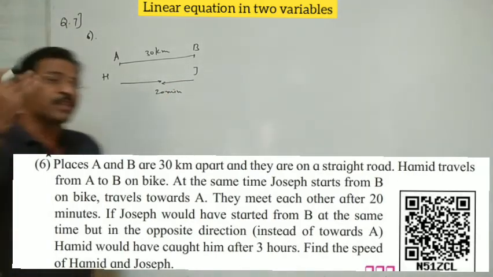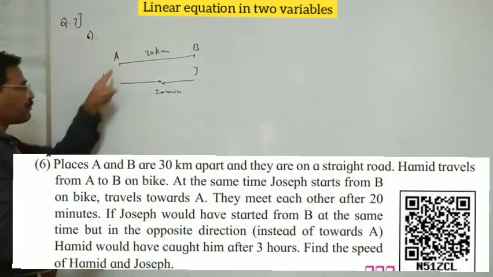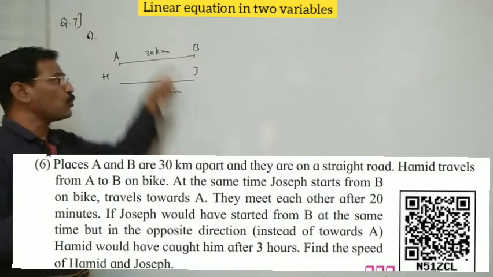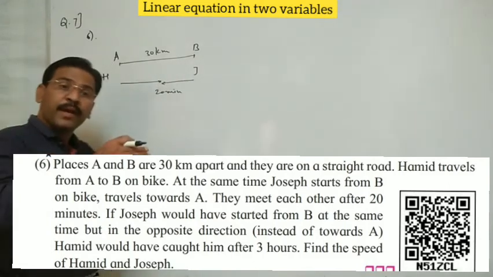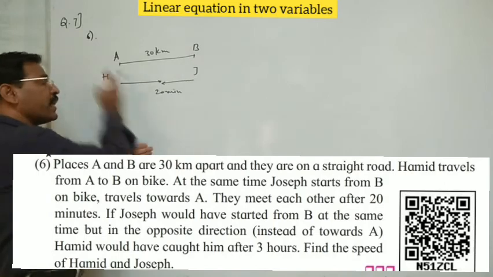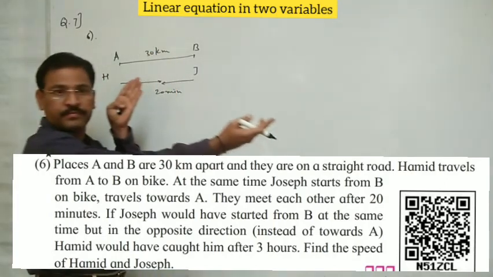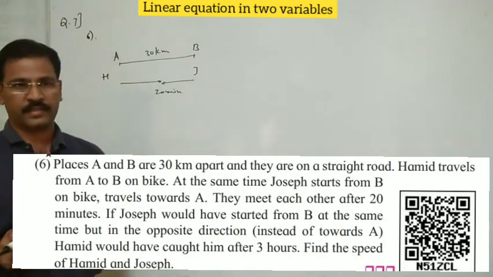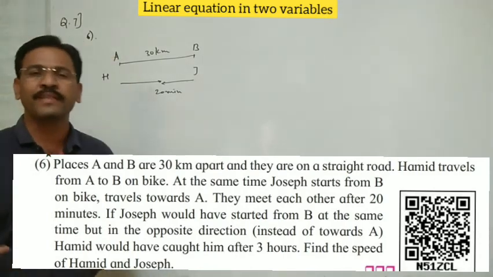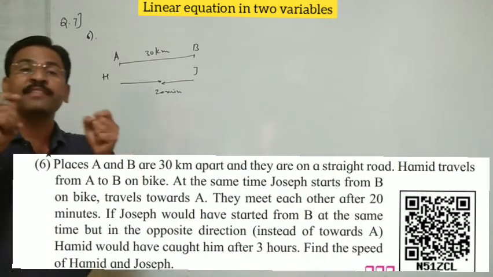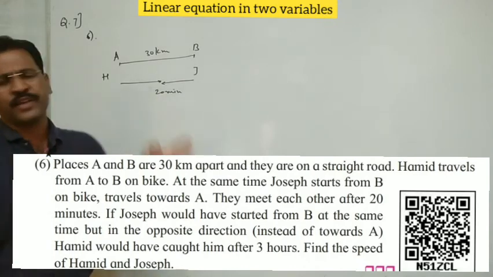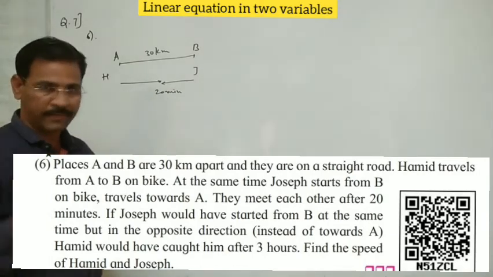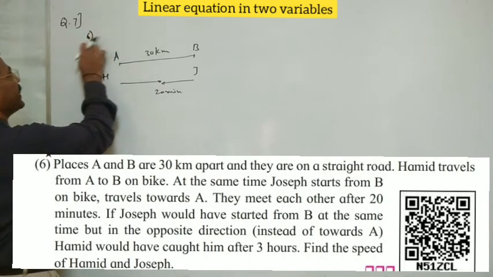And what about condition number 2? Hamid starts from A to B. At the same time, Joseph also starts from B, but instead of going towards A, he goes in the opposite direction. They meet each other after 3 hours. This is the condition. So from all this information, we are going to find their speeds. First, as usual, we have to suppose their speeds to be x and y.